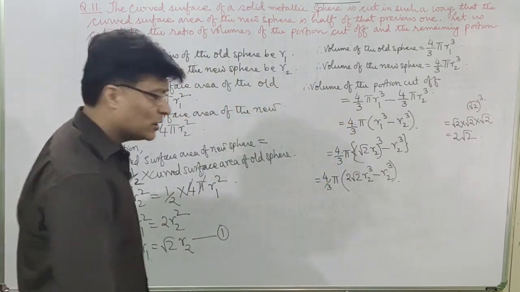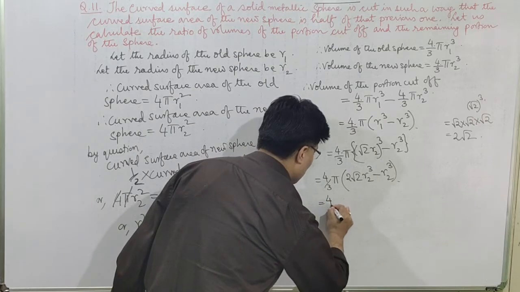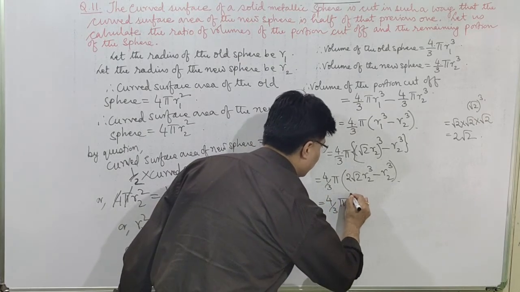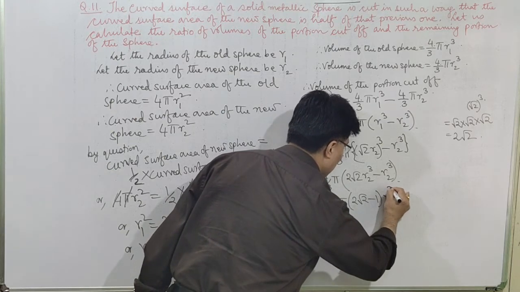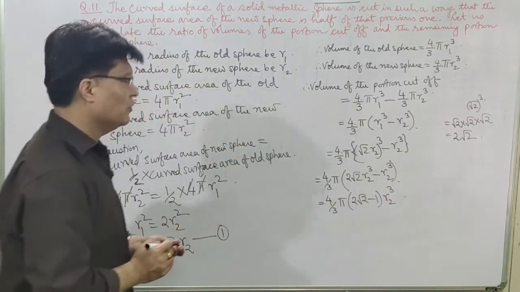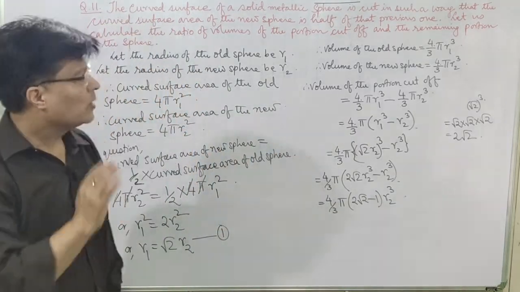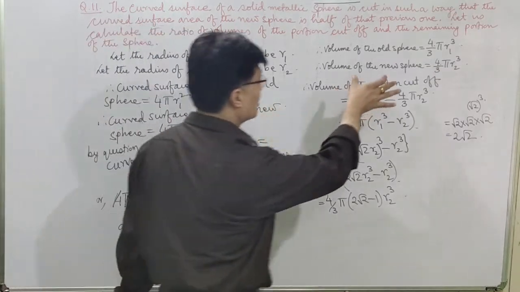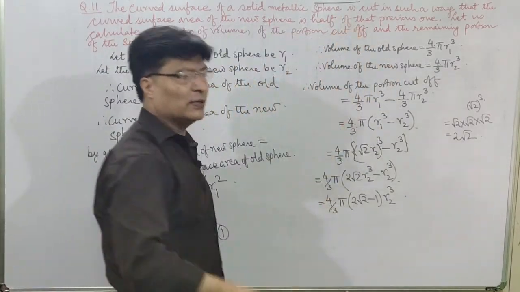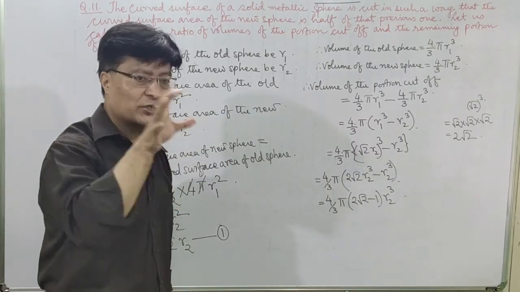Bracket closed. So what is common here? You can take R2 cube common. So it is equal to 4/3 pi within the bracket 2 root 2 minus 1, then R2 cube. So this is the volume of the portion cut off. What is meant by the volume of the remaining portion? It means the volume of the new sphere.